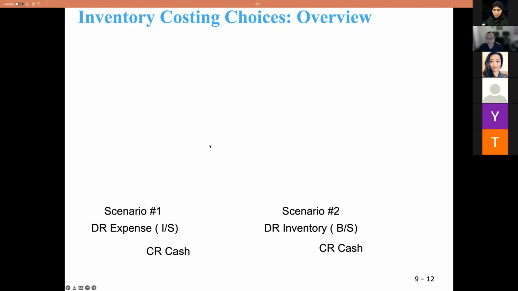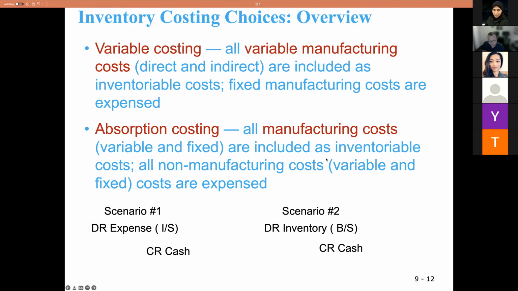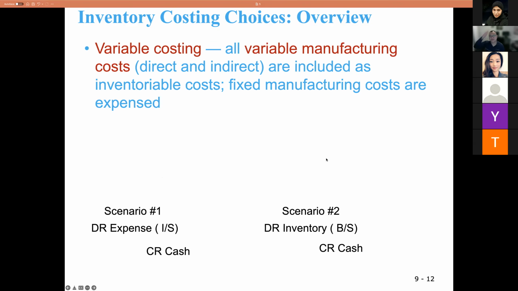Okay, so with that, we want to talk about these 2 costings. Variable costing. So what is variable costing? Variable costing, basically, you only record all the variable manufacturing cost as inventory. Fixed manufacturing costs are expensed.